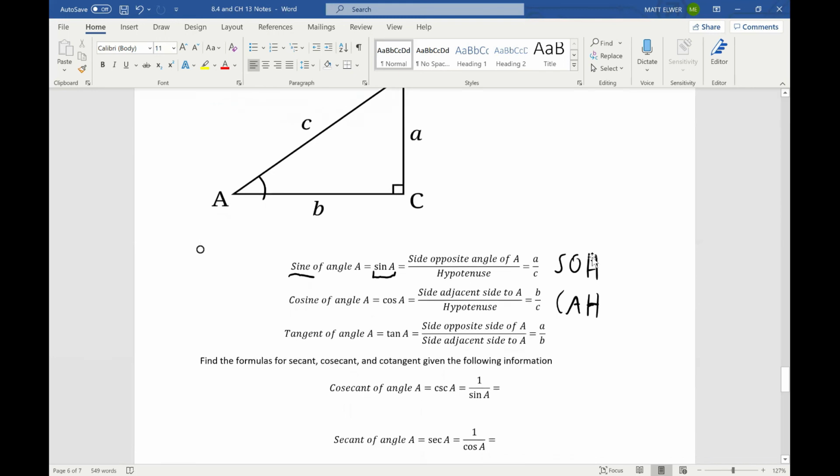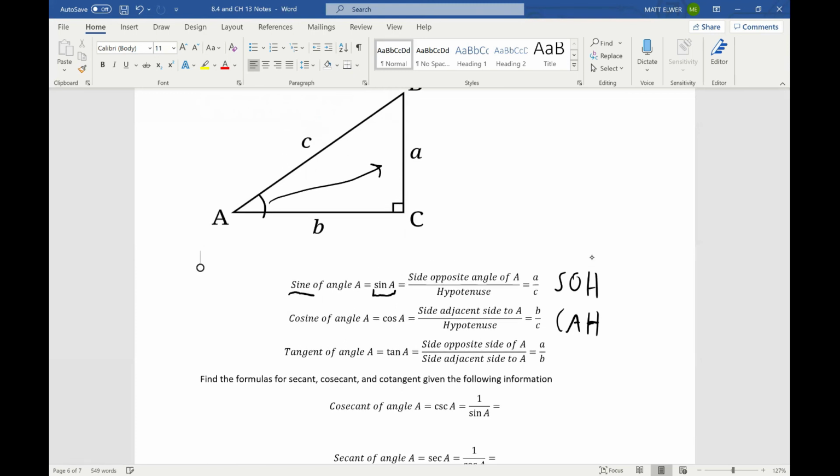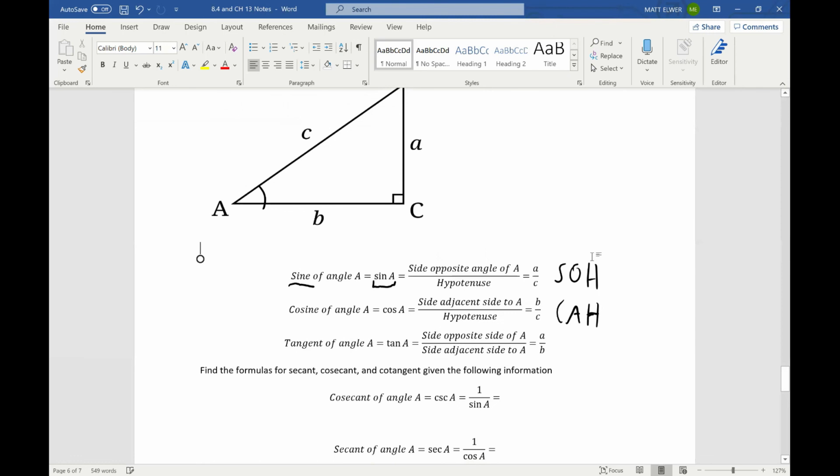And if we want to find the tangent of angle A, that's just the side opposite of A, which is lowercase a, divided by the side adjacent to A, which is B. So my mnemonic device here is TOA. Back when I was in school, when I was learning about this, we had this mnemonic device, SOHCAHTOA, and that just reminds you how to find the sine, the cosine, and the tangent of a triangle.